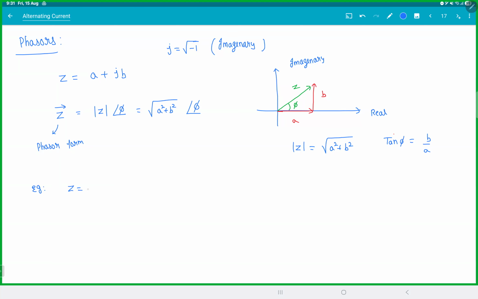If I say Z is equal to 1 plus j, this can be written as: the magnitude is root 2, and the angle it makes is 45 degrees. Suppose Z is equal to 10 plus 10 root 3 j. Then Z bar, the phasor form, has magnitude 20, and the angle it makes is 60 degrees. Are you getting what we're doing? Basically, this is your X coordinate, this is your Y coordinate, this is your radius, and this is your theta. So phasor form is nothing but converting into polar coordinates.